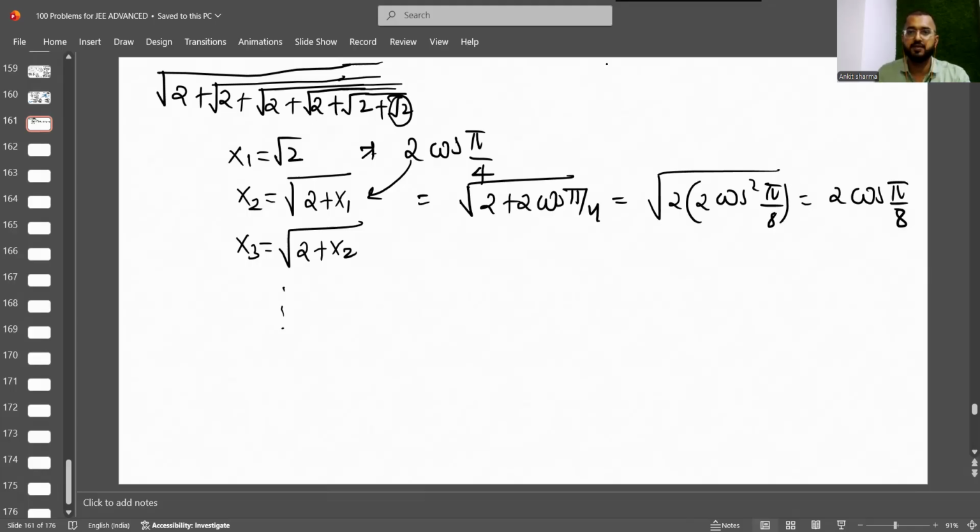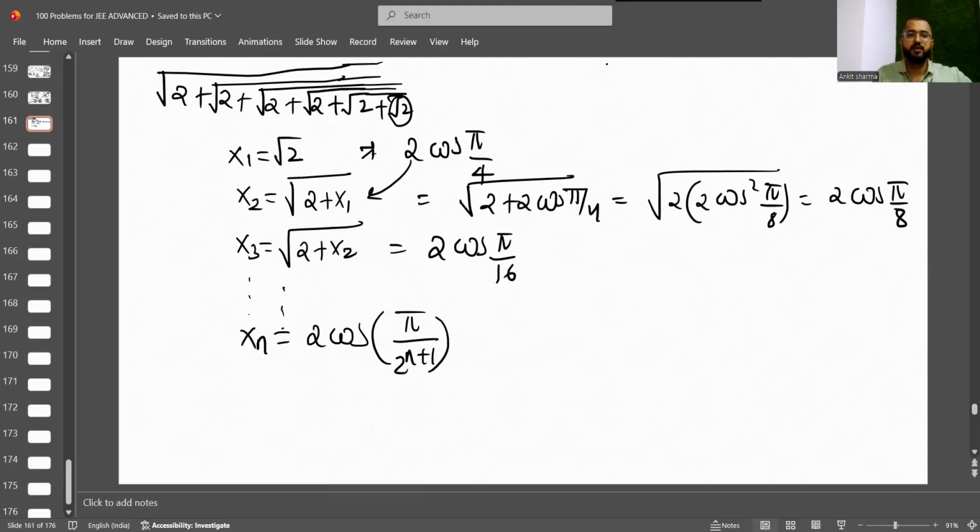Similarly, we're going to get x3, and this is going to be 2 times cos pi by 16. So now we understood that xn is going to be basically 2 times cos of pi by 2 to the power n plus 1. And that's the pattern we noticed. For 1, we are getting 2 here, and for 2, we are getting 2 to the power 3. For 3, we're getting 2 to the power 4. That means if I generalize, I'll have 2 cos pi over 2 to the power n plus 1.